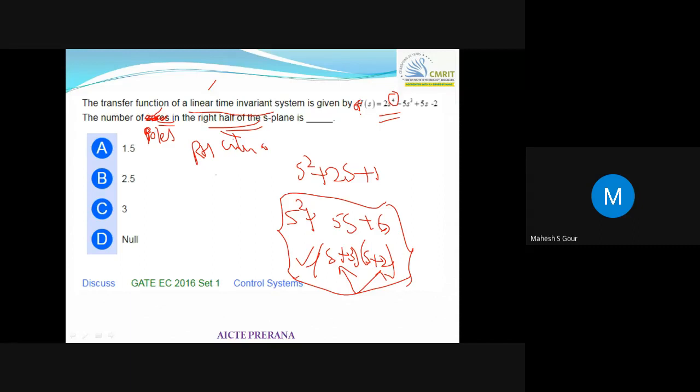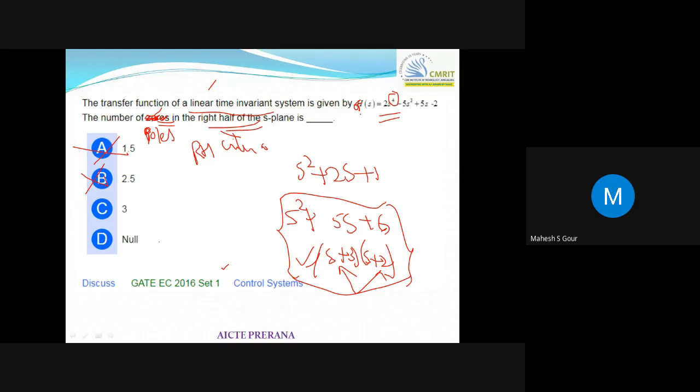Okay, the question is wrong. You can directly rule out two options here. This is wrong, this is wrong, because the number of poles on the RHS should be a positive number. It should not be a decimal, it should be a whole number. You can rule out A and B.